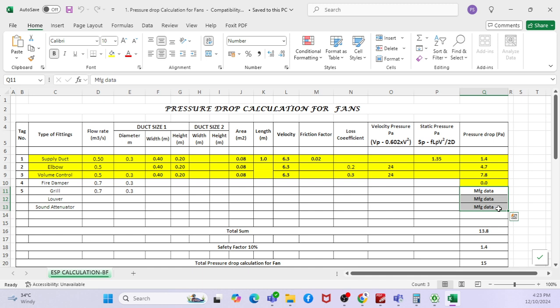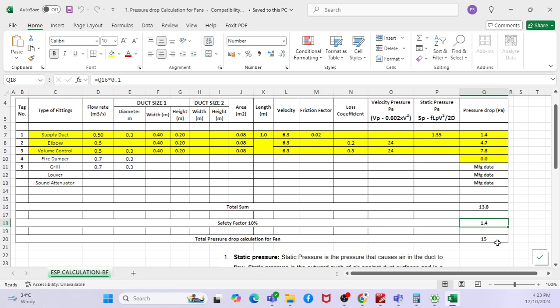Understood. Okay, so clear, right? So you can calculate your total pressure. Then after that, you can take a 10% safety factor if required. Then this is the total static pressure calculation for the ducting. So basically this is the equation for the velocity pressure. This is the equation for static pressure. And I have attached one video to understand what is static pressure, what is velocity pressure.